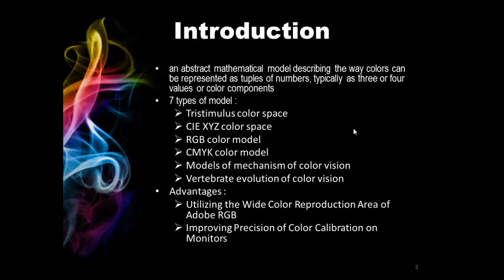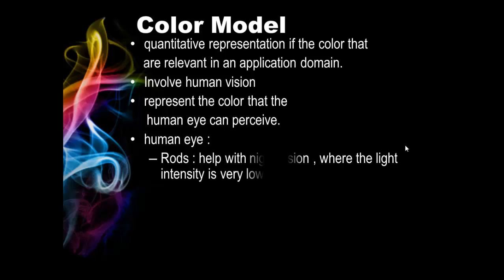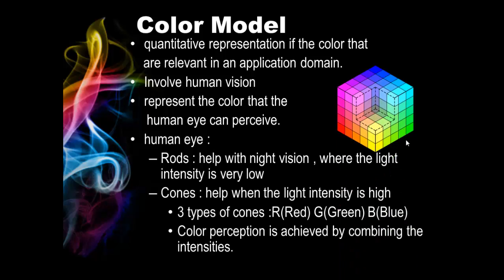Advantages of color model: utilizing the wide color reproduction area of Adobe RGB and improving precision of color calibration on monitors. A color model is a quantitative representation of the colors that are relevant in an application domain. It involves human vision, representing the colors that the human eye can perceive.